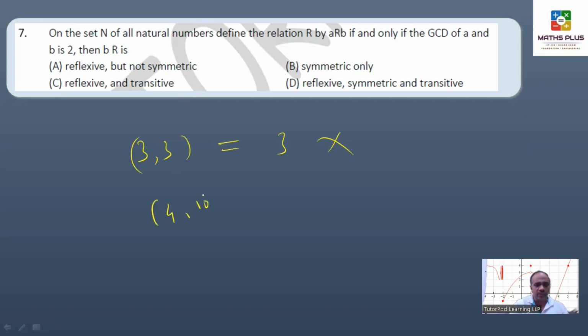Is it symmetric? GCD of 4 and 10, as in the example I just gave, is 2. Now if I reverse them, GCD of 10 and 4, it doesn't matter, it is also 2. Whether 4 and 10 or 10 and 4, 2 is the highest factor. So (A, B), (B, A): 4 is related to 10, and 10 is related to 4, because GCD is 2. So it is symmetric.